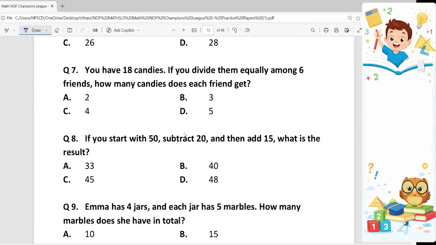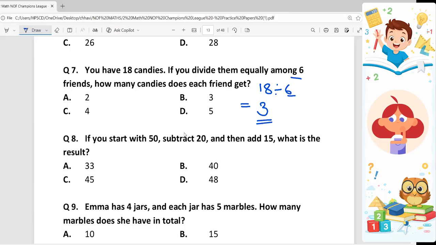Seventh one. You have 18 candies. If you divide them equally among 6 friends, how many candies does each friend get? Now we have to divide 18 candies by 6. So the answer will be 6 1s are 6, and 6 2s are 12, and 6 3s are 18. So 3 candies each friend will get.